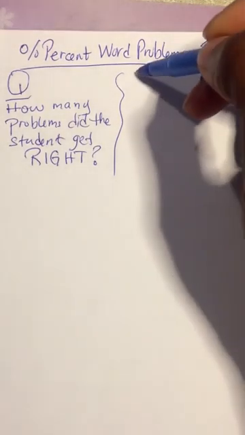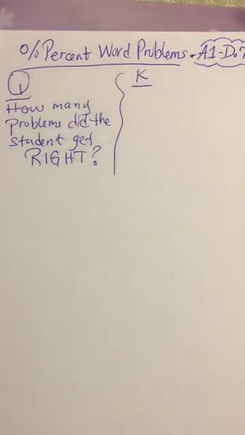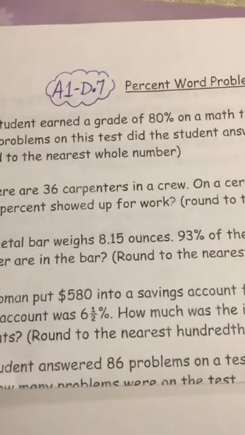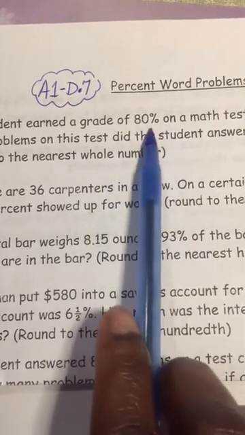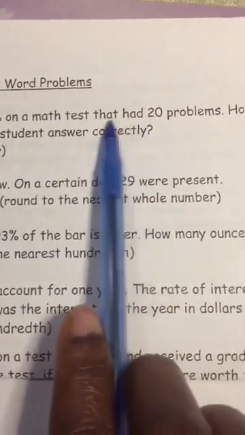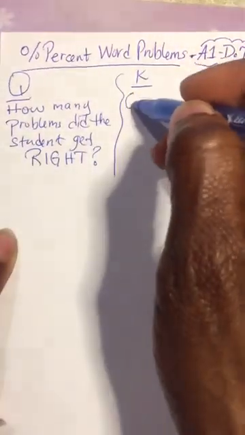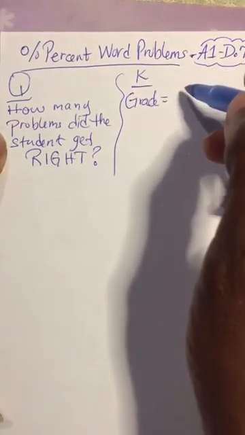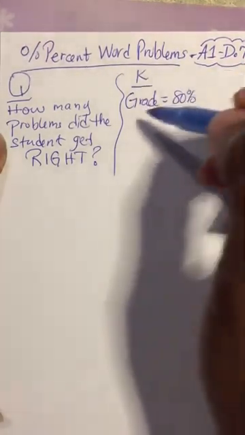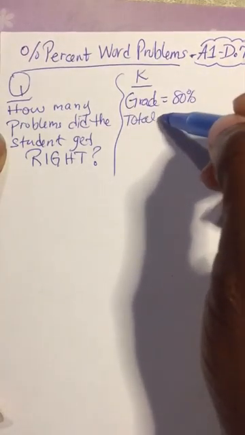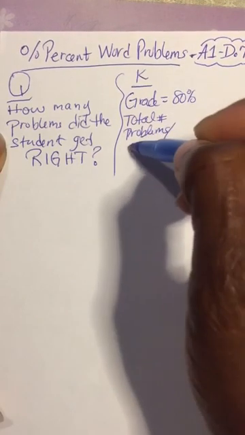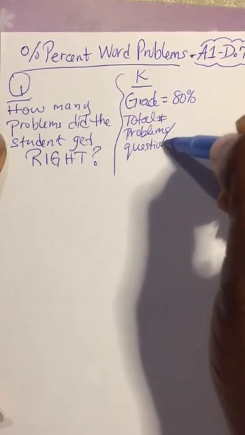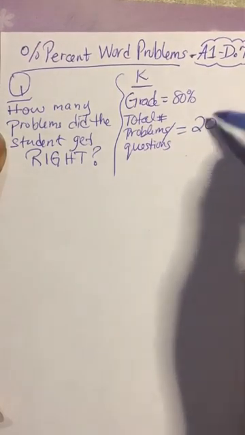The next category is K. What do we know from the problem? There are two pieces of information that we know from the problem. The first thing that we know is that the student received the grade of 80%, and we know that it had a total of 20 problems or 20 questions. So I know that the grade was 80%, and I know that the total number of problems / questions, same thing, is equal to 20.